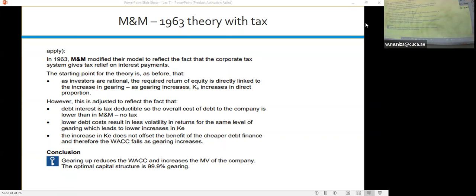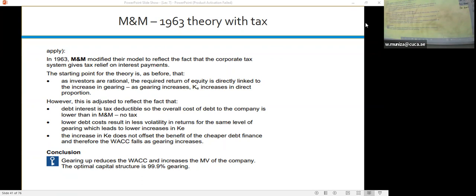However, this is adjusted to reflect the fact that debt interest is tax deductible, so the overall cost of debt to the company is lower than in the first M&M. In the previous part, they have not discussed taxation, so the cost of debt in their previous theory has been higher. That completely offsets the required rate of return by the investors. But over here, the cost of debt is now lesser as compared to the previous part of their theory. So now they are including taxation as well, and they are telling us that the cost of debt is going to become even lesser for the companies.